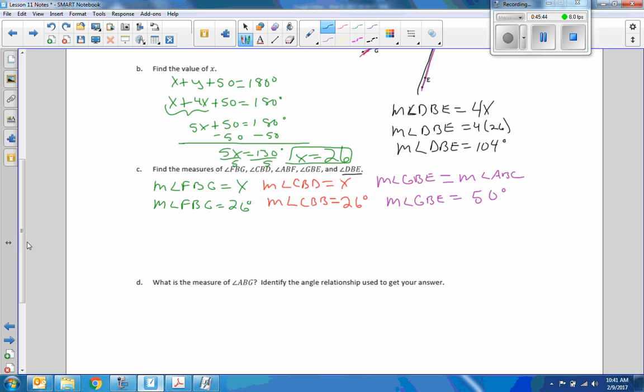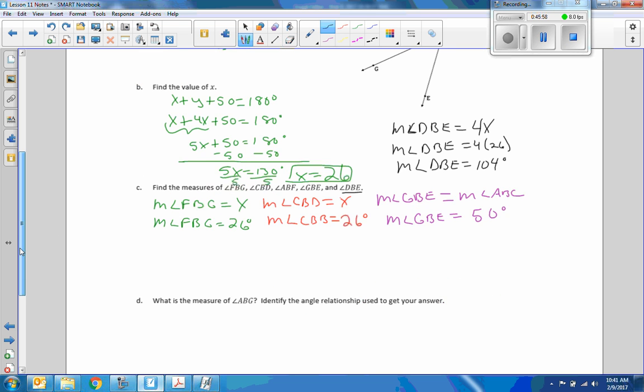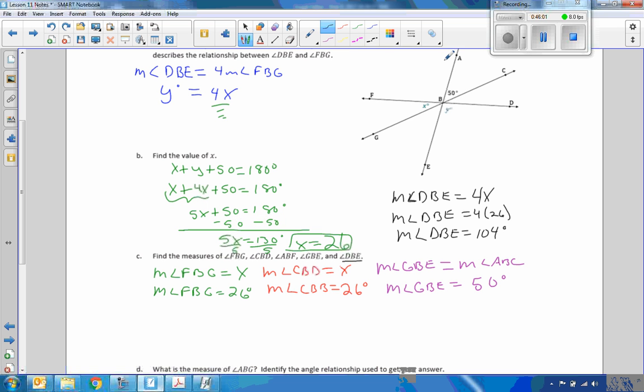What is the measure of angle ABG? So I have to go back up here. We can erase all this. What did they ask for? ABG. Here's A, here's B, here's G. I found y to be 4x, so this is 104 degrees. So therefore this is 104 degrees because they are vertical. So it's 104 degrees plus this piece, which was 26.